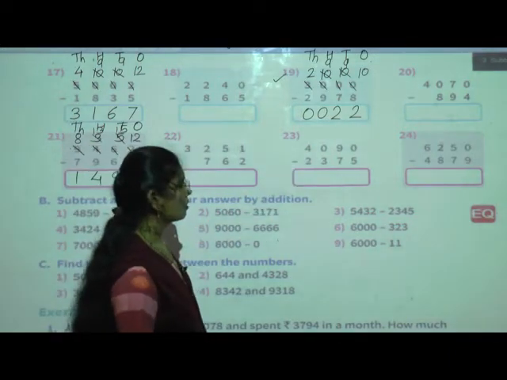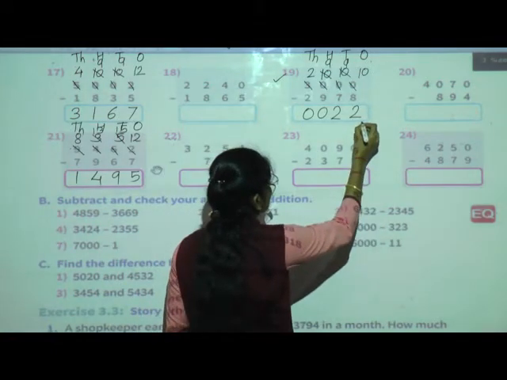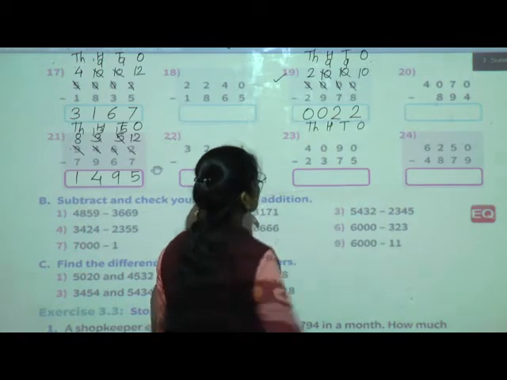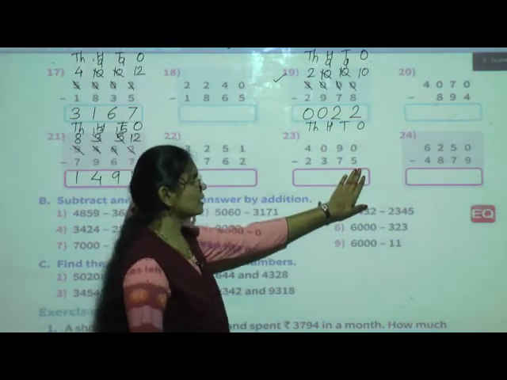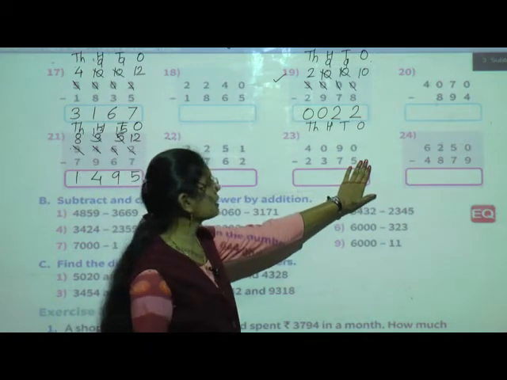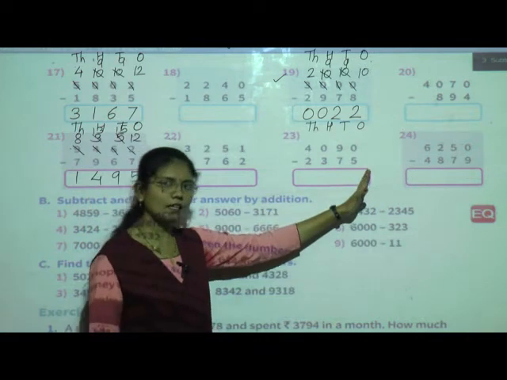See the 23rd number. First of all write their places: ones, tens, hundreds, thousands. See the ones place. 0 minus 5. Can we do 0 minus 5? No, we can't do 0 minus 5. Why we can't do 0 minus 5? Because 0 is smaller than 5.